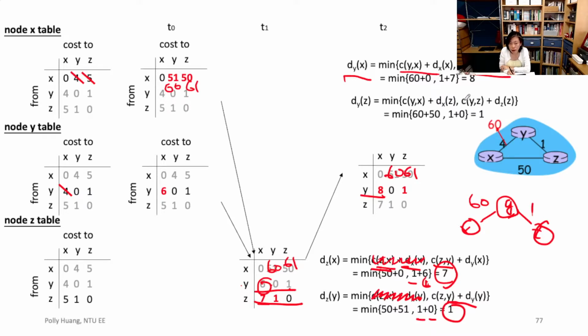So CYX is 60 plus 0. CYZ is 1. And ZX is 7. So 8. So this entry is still 8. And we can probably skip calculating this because 1 is hard to beat, isn't it? And this will come to know Z.